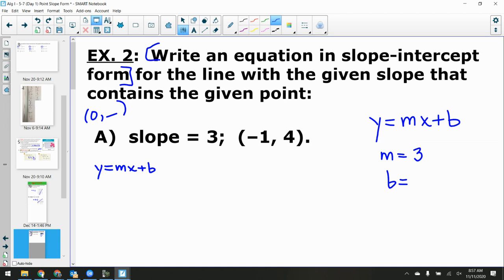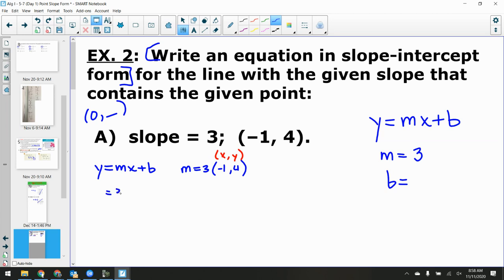And we know that m is 3. And we know the point, -1, comma 4. Right? We have all of that information. Think about what that is. I gave you an x and a y. Think about what our equation looks like. I have an x and a y and an m. Let's try plugging it in.